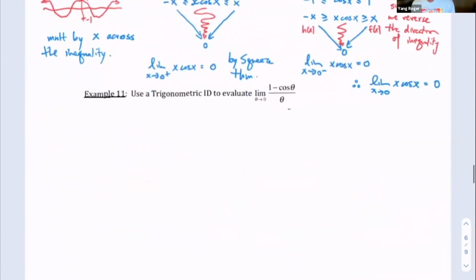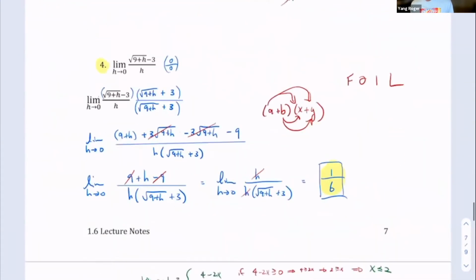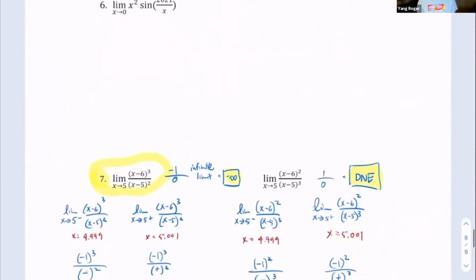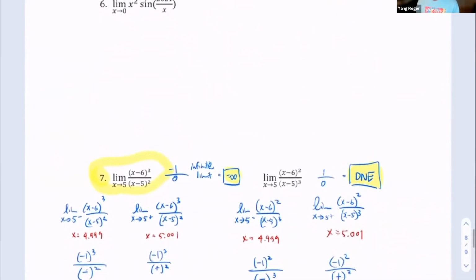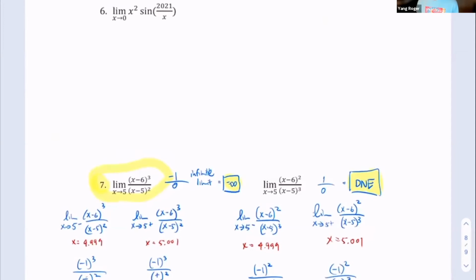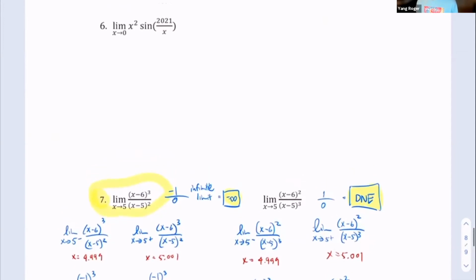So if we were to look at our example 6 over here, we're going to do the same type of thing. The first thing I'm going to do is bound: I know that sine of anything is bounded between -1 and 1. That's true for sine of anything. Now I can just write in 21 over x. That doesn't change anything.